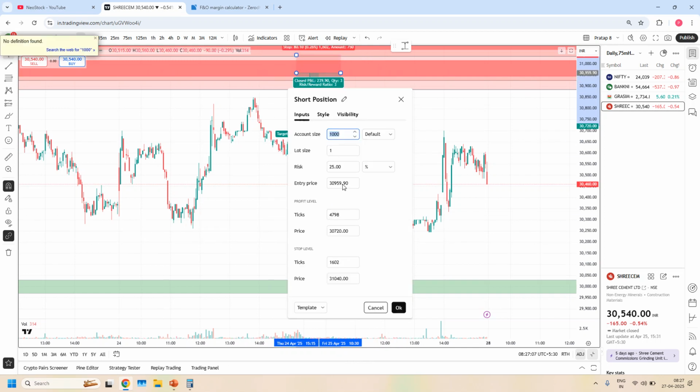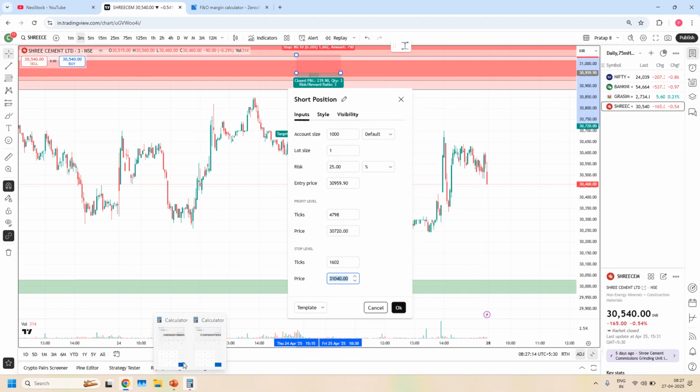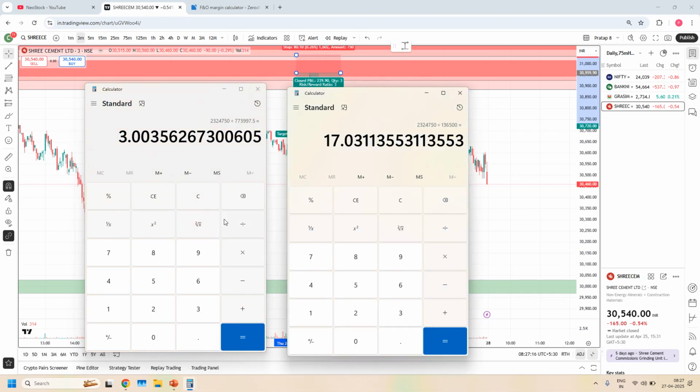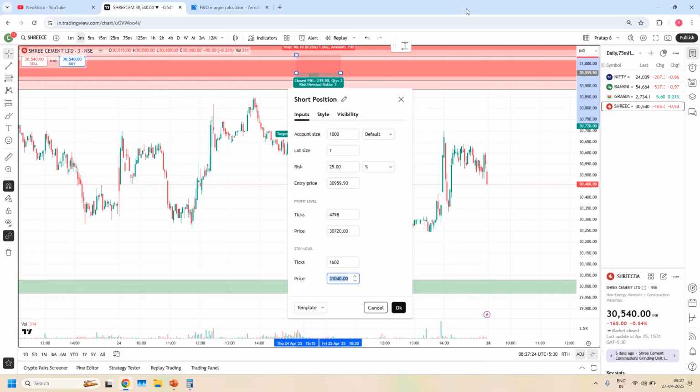Okay, now what do I do? I do the calculation: my stop loss minus entry is 3140. Let me open both the windows. 3140 in both the windows I copied. And what is the entry? 30,959.90 paisa. How I derived this value is the next topic of discussion after completion of this.